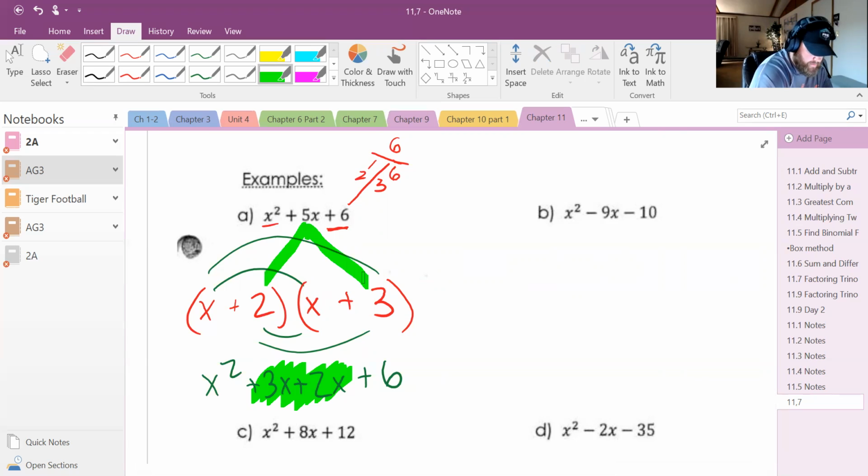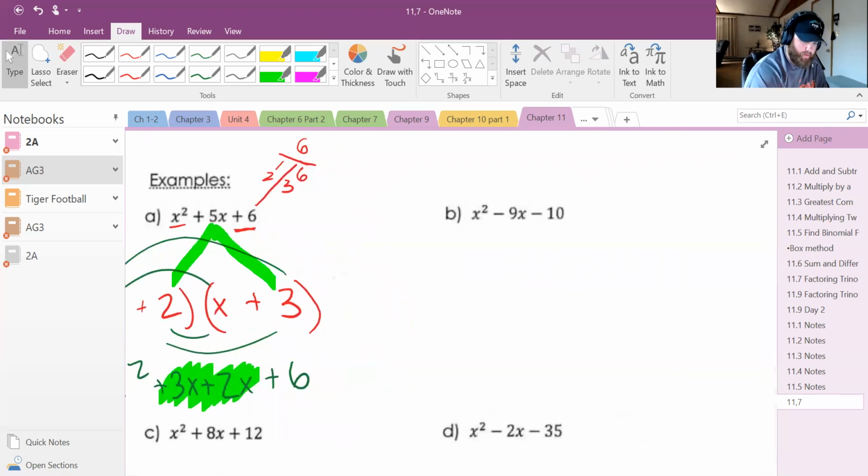So did we do it right? Yeah, we did. 3x plus 2x is giving me 5x. That's what we started with. We're good. Check that one off. It's your first factoring problem. All right, here we go again.